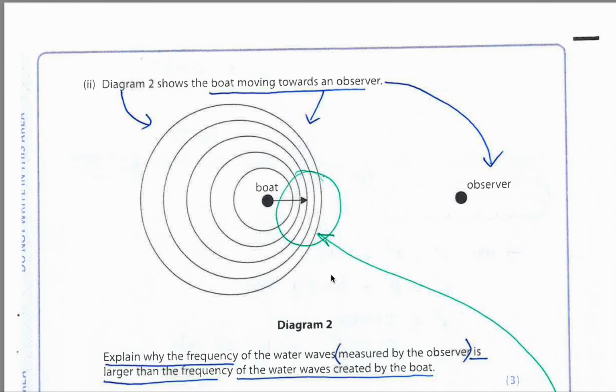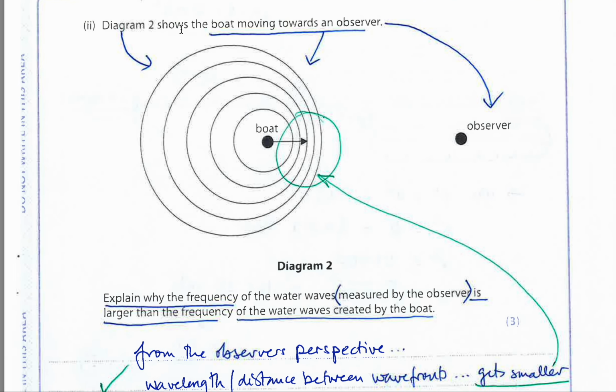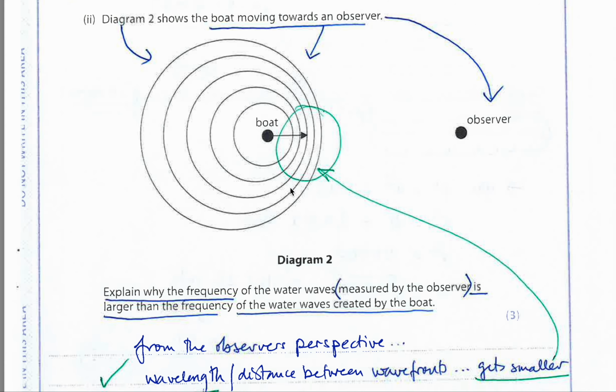Going to the next page, it says the diagram 2 shows the boat moving towards an observer. You'll notice that the wave fronts become compressed in the direction towards the observer as the boat is moving towards the observer. So the boat is catching up with its own waves, if you like, the water waves that it creates, the wake that it creates as it's passing through the water. So it disturbs the water, but it's also catching up with the waves.